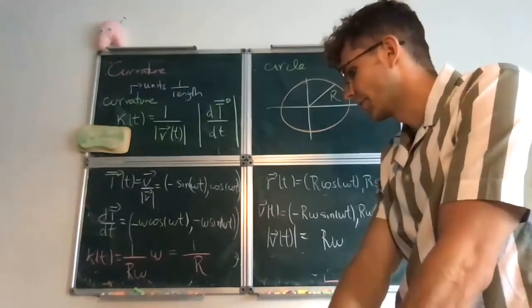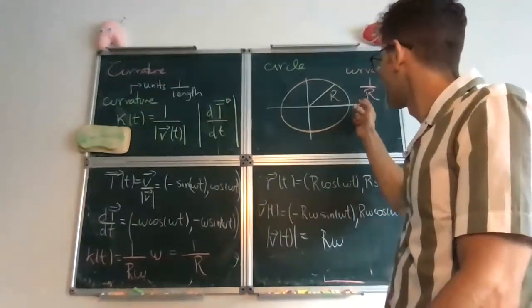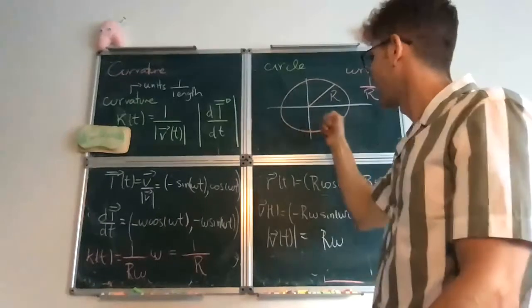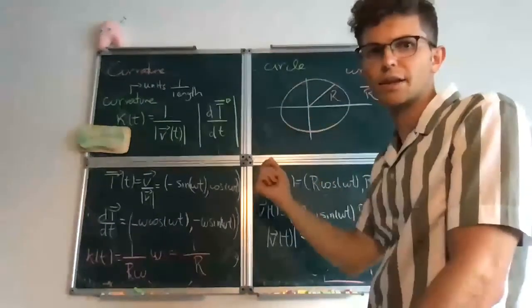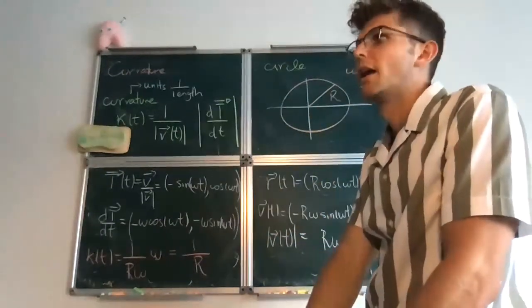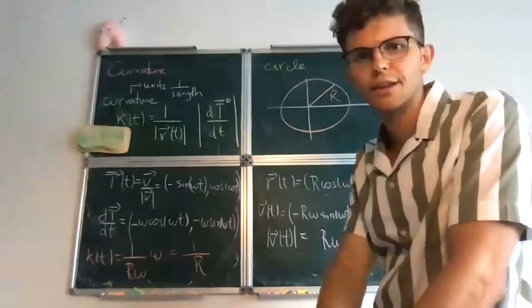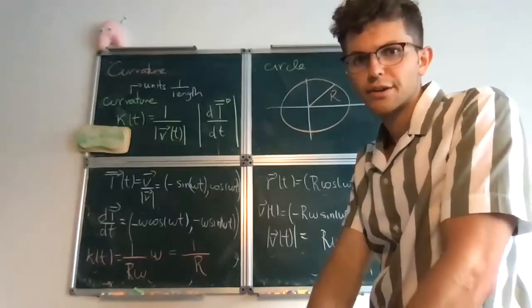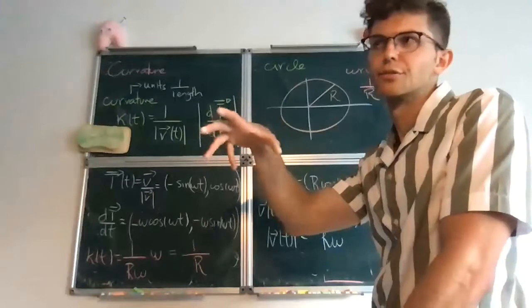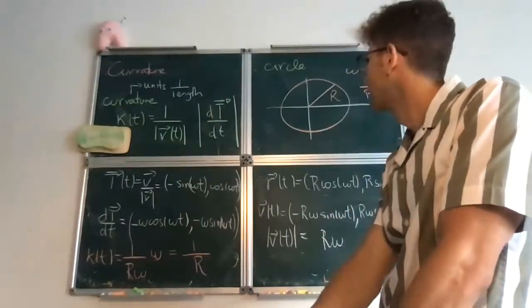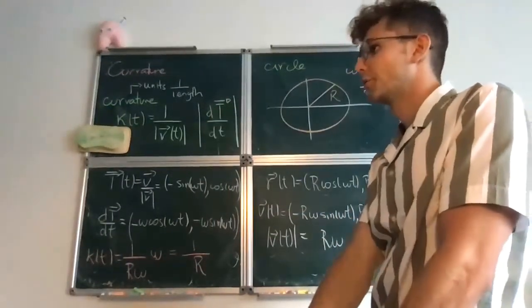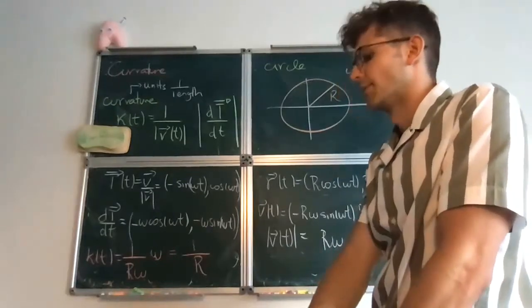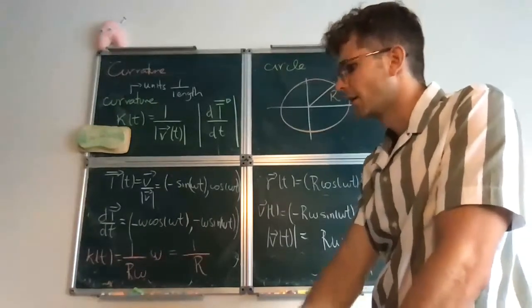Okay. On the other hand, as r gets really, really small, it means that you have to bend faster and faster in order to keep moving along the circle. And so that's why as r goes to 0, the curvature starts to blow up and become infinite. Okay, so this is the notion of curvature for curves.